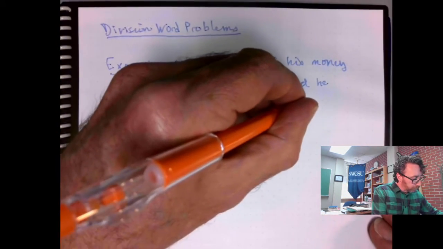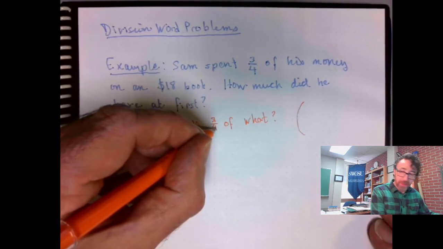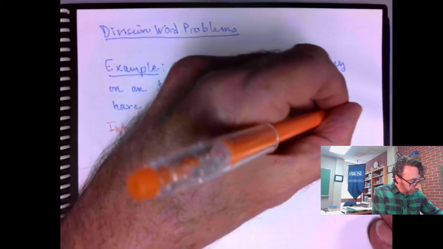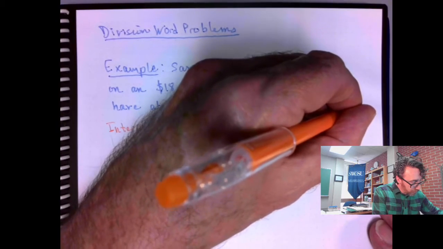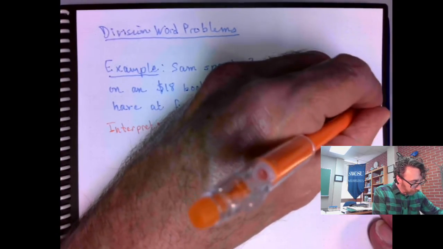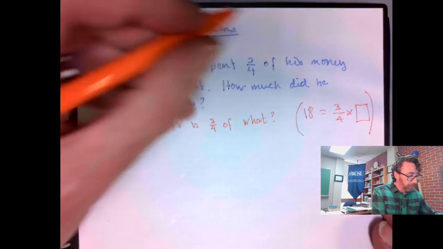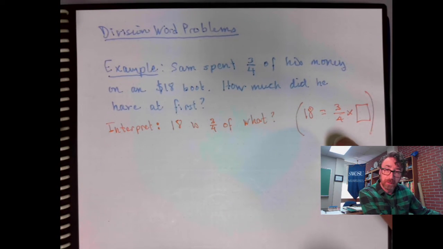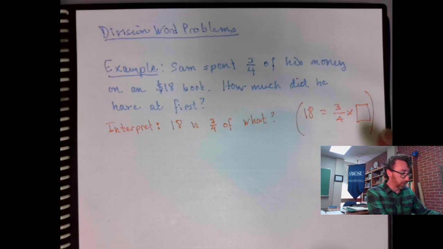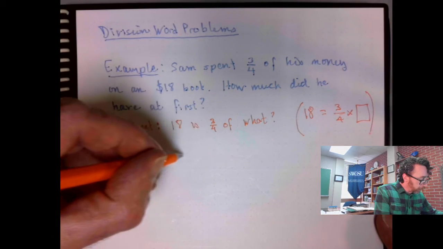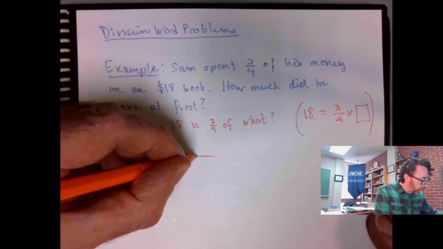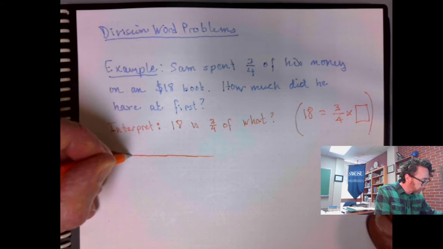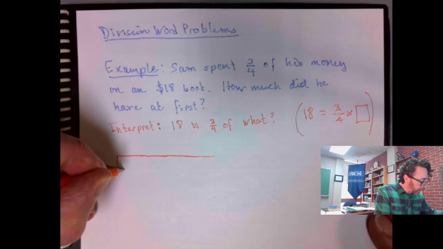Now, remember how we were interpreting multiplication with fractions. Basically, this is saying 18 equals 3/4 times blank. So to figure out what goes in the blank, we would divide by 3/4. I would also like to note that we can make a nice solution here where we do a bar diagram.